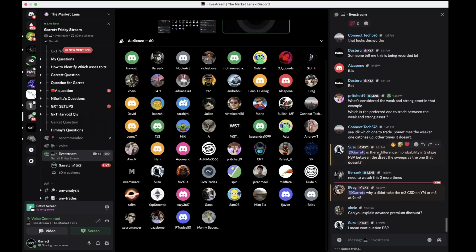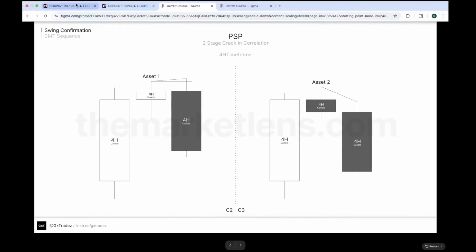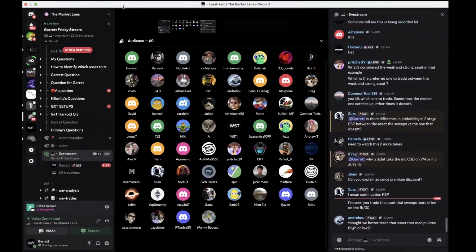Is there a difference? Okay, I already watched that. Continuation PSP. So with SMT fill, I personally like to trade the asset that actually reaches into the gap, personally. Sometimes it can be a little weird when you're trading a continuation PSP because one asset is the one that creates the candle too, right? And the other one doesn't, right? So you're kind of just entering like high in a range on that, which can be a little awkward.